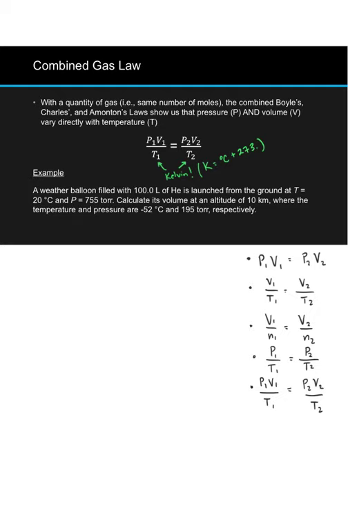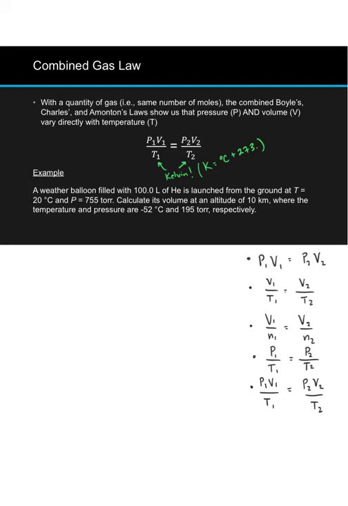It's not quite as direct to look at the combined gas law and predict what the effect on one variable will be given that we change 2 others. For example, suppose that we fill a weather balloon with 100 liters worth of helium, initially with a temperature of 20 degrees Celsius and at a pressure of 755 torr. We'd like to calculate the new volume for this balloon. When it's reached some altitude, it really doesn't matter that it's 10 kilometers, so that's extraneous information. All we really care about is that at that altitude, the new temperature is negative 52 degrees Celsius, and the new pressure is 195 torr.